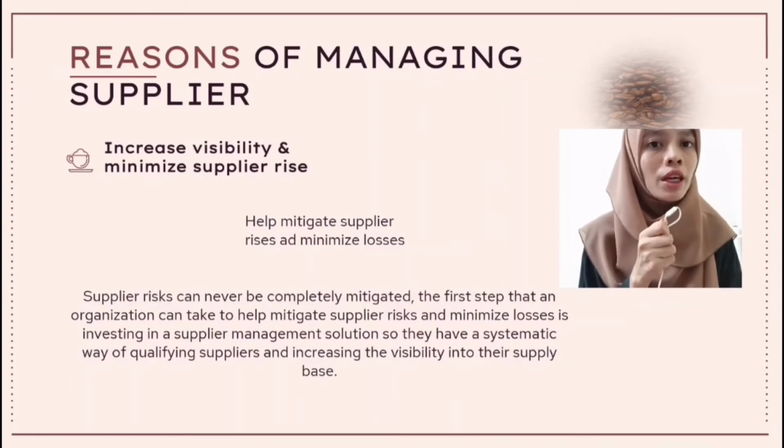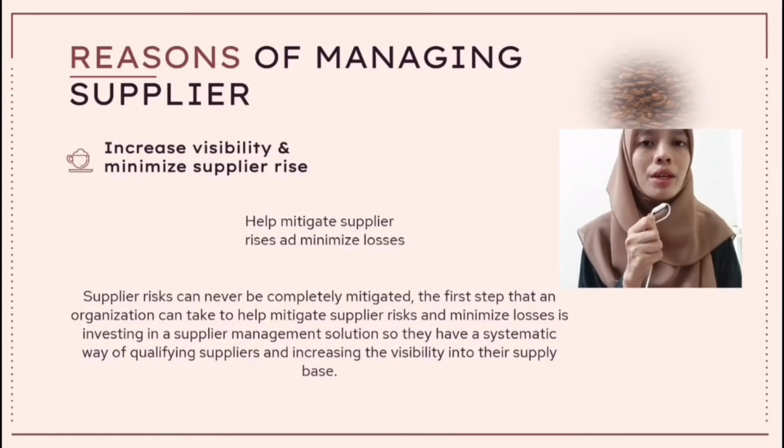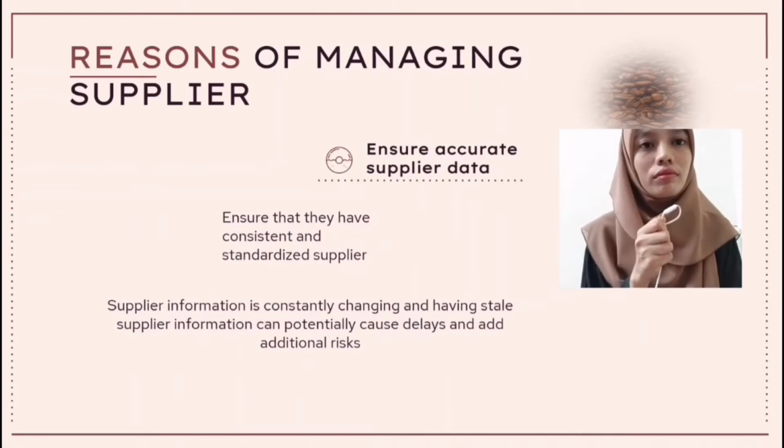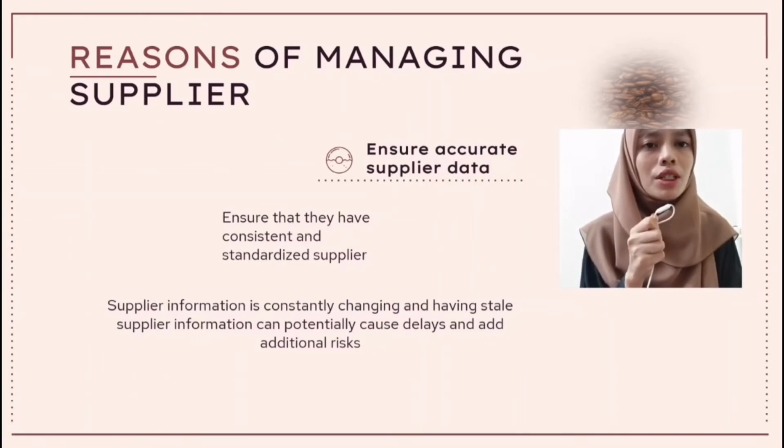The first step that an organization can take to help mitigate supplier risk and minimize losses is investing in a supplier management solution, so they have a systematic way of qualifying suppliers and increasing the visibility into their supply base. The next reason is to ensure accurate supplier data. This is to ensure that they have consistent and standardized supplier information. Supplier information is constantly changing, and having outdated supplier information can potentially cause delay and add additional risk.